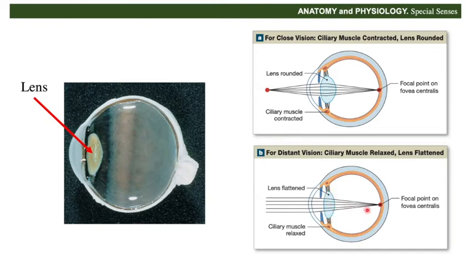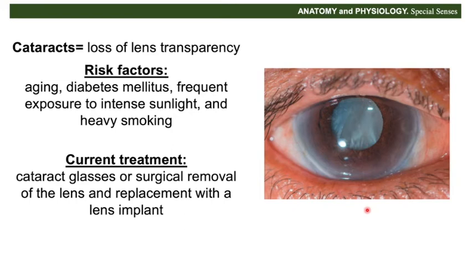stretched in all directions. In youth, the lens is transparent and has the consistency of firm jelly, but as we age, it becomes increasingly hard and cloudy. Cataract, the loss of lens transparency, causes vision to become hazy and distorted and can eventually cause blindness. Other risk factors for forming cataracts include diabetes, frequent exposure to intense sunlight, and heavy smoking. Current treatment of cataract is either special cataract glasses or surgical removal of the lens and replacement with a lens implant.